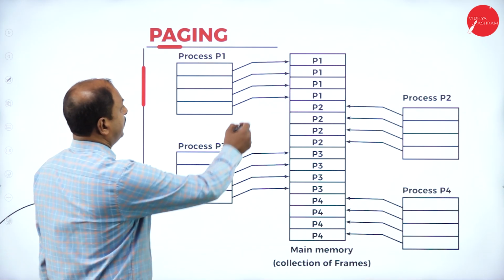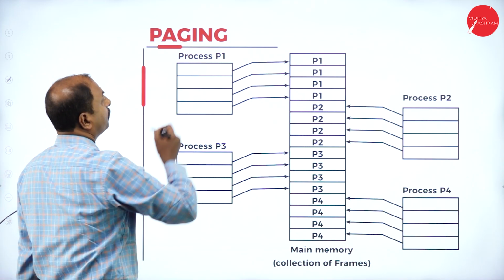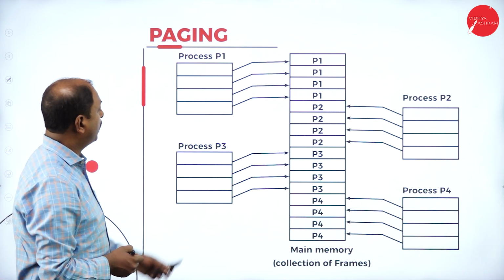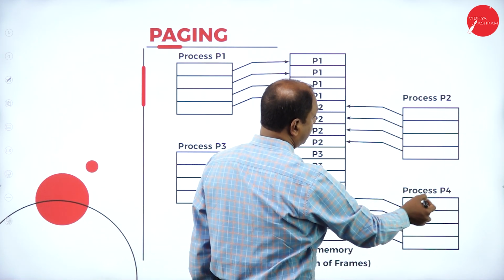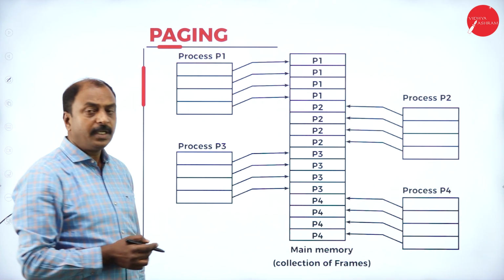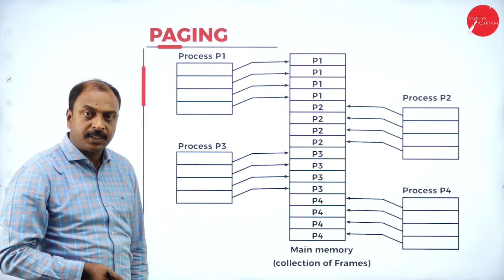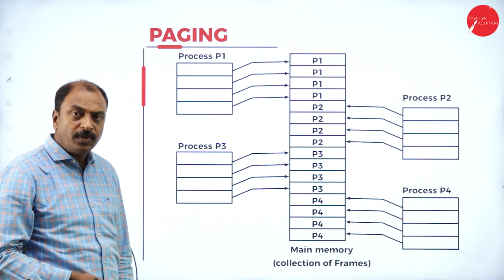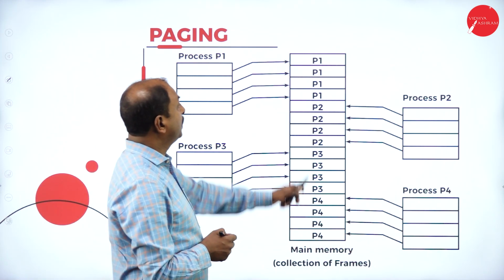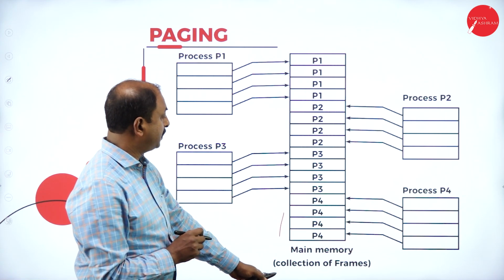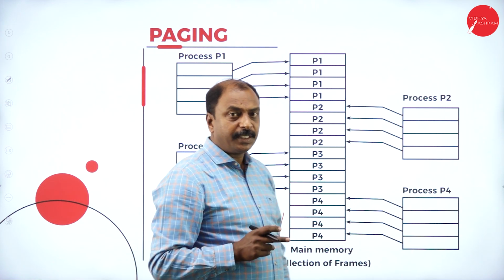For example, this is process 1. Process 1 will have 4 pages, process 3 again has 4 pages, process 2 will have 4 pages, and here there are 4 pages. So each process will be divided into a number of pages, and the pages in turn will have a collection of fixed number of frames. In that concept, the main memory will be divided into a number of pages. This is called paging. So I repeat once again, what is paging?